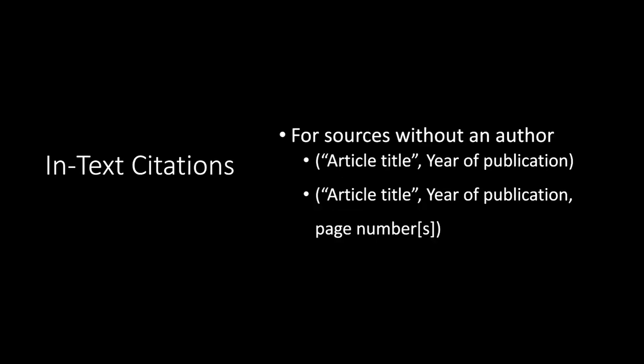If you have a source without an author, you'll use the article title in place of the author's last name, and you'll do it the same way if you're summarizing or paraphrasing, using the year of publication. If you're directly quoting, using the year of publication and the page number or numbers.